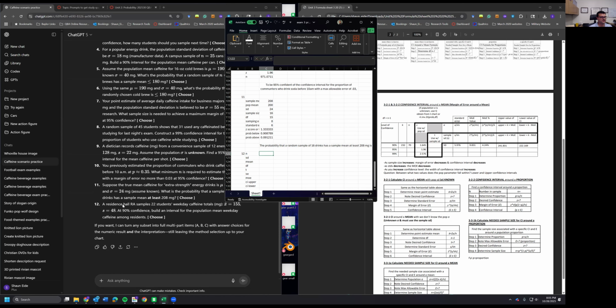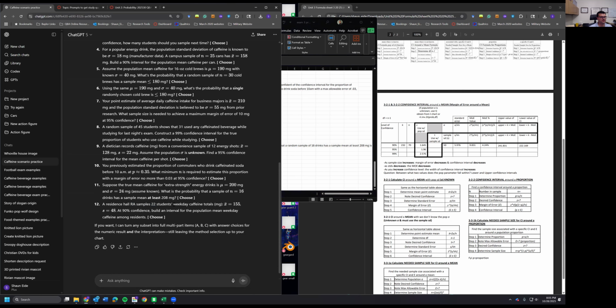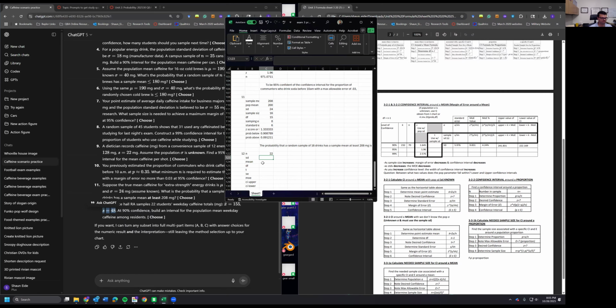So what is the sample size? The sample size, 22 students. Okay, what's the standard deviation? The standard deviation is 48. Okay, what's the mean? The mean is 155. What's the degrees of freedom? The degrees of freedom is going to be the sample size minus 1, so 21.